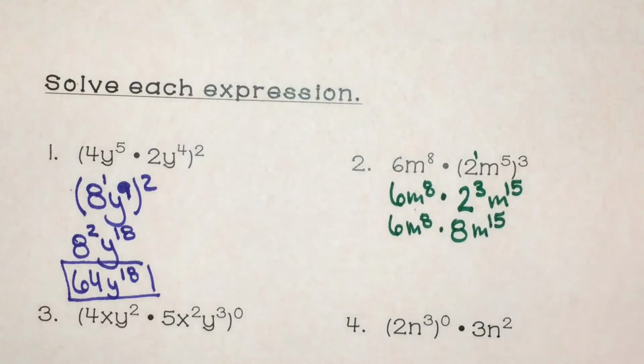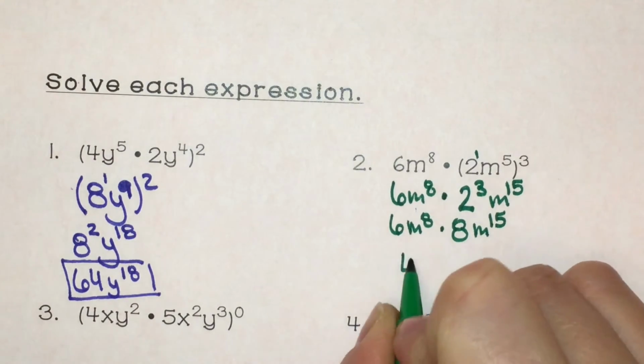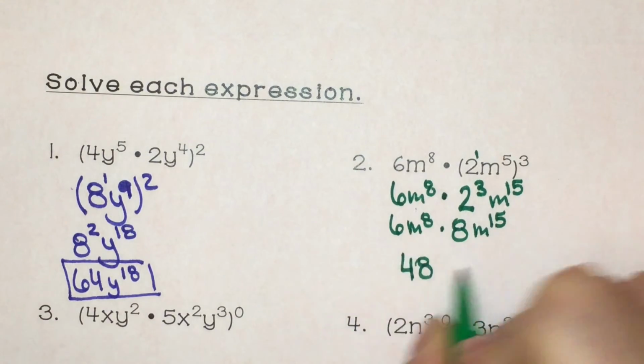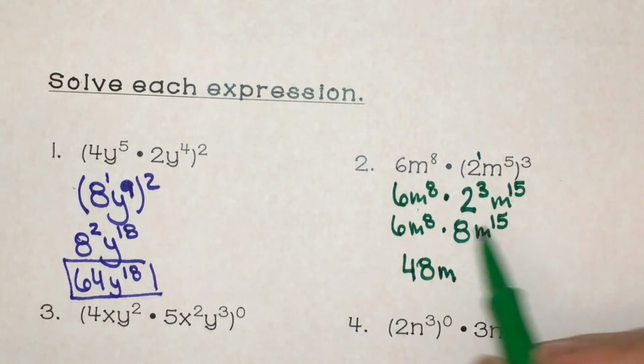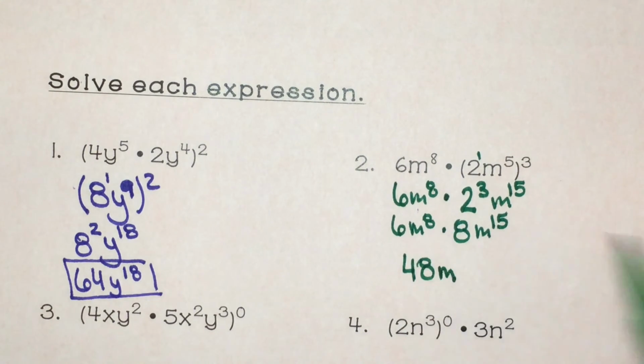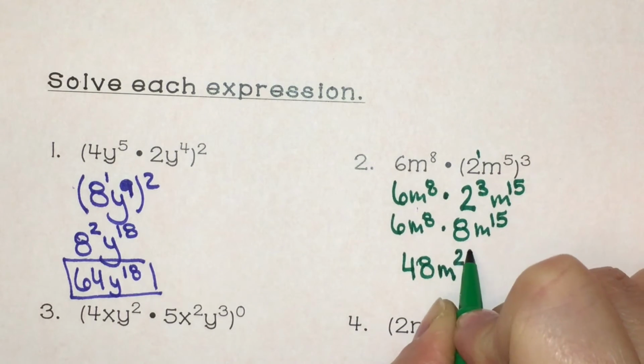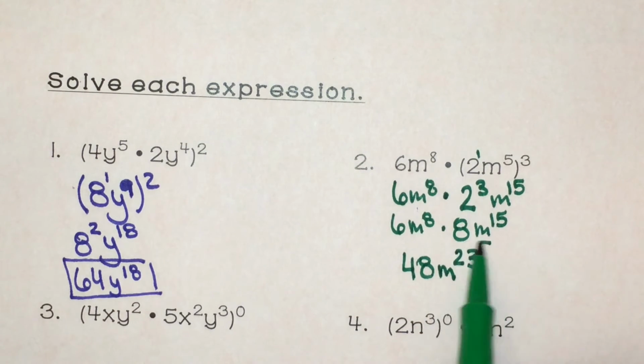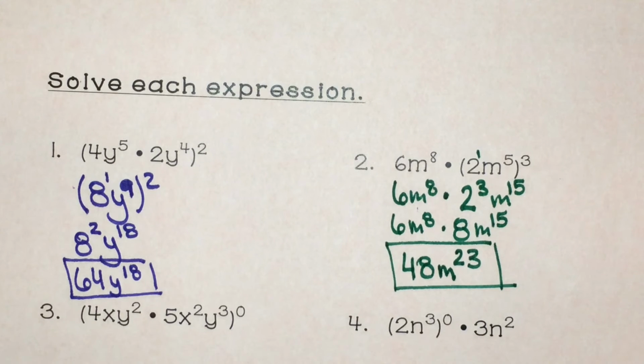We have 6 times 8, 48. Times m to the, because we're multiplying bases, add the exponents. We have 8 plus 15 gives us 23. So 48m to the 23rd power, or to the power of 23.